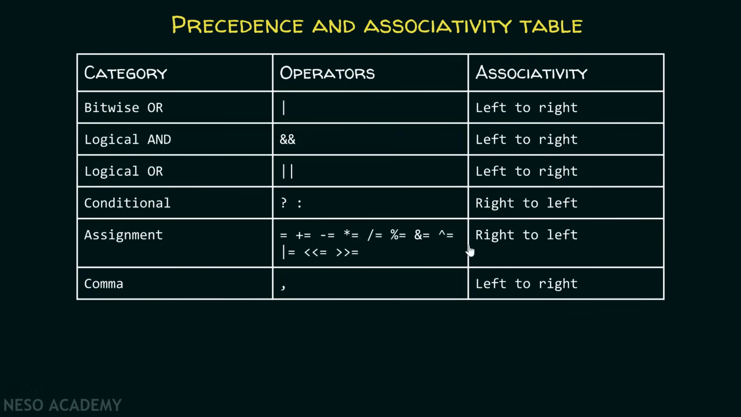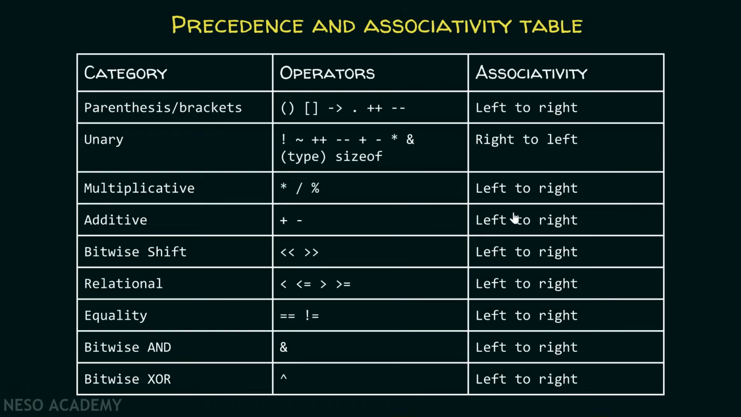Now the most important point we need to know is that conditional and assignment operators have associativity from right to left and not from left to right. Apart from that, unary operators also have associativity from right to left, and all the rest of the operators have associativity from left to right.